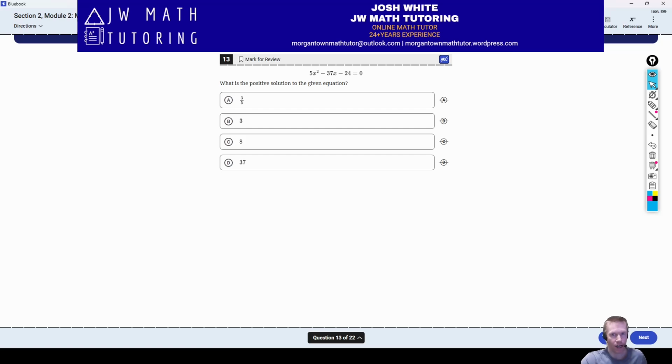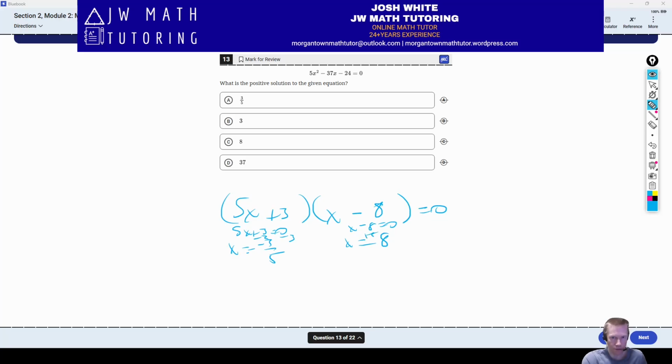All right, next up, what is the positive solution to this equation? So here's the thing. You can factor this problem, and I will just show you how it's going to factor. I know it's going to be 5x and x, and then you have to pick factors of negative 24, and you need them to add up to negative 37. So it's going to end up being negative 8 plus 3, and then there's technically two solutions here, negative 3/5 and positive 8, because we set each of these equal to 0 when we solve it. 5x plus 3 equals 0, minus 3, and then divide by 5. x minus 8 equals 0, plus 8, plus 8.